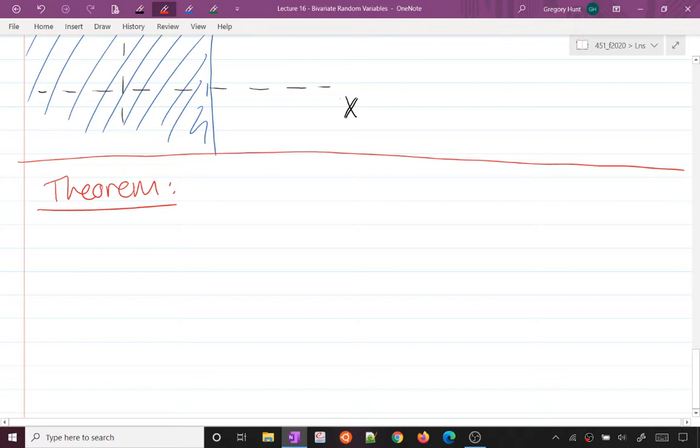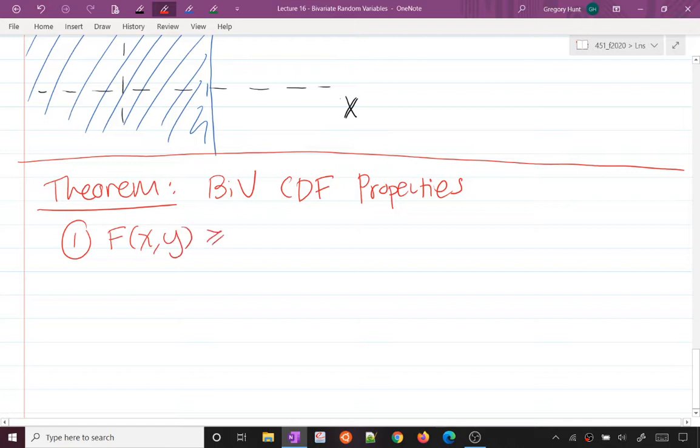So first of all, let's say this is about bivariate CDFs. So let's say bivariate CDF properties. First property is that the bivariate CDF is bigger than or equal to 0, right? Proof of that is basically it's a probability, so it's going to be bigger than 0.